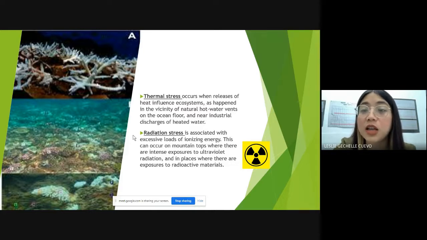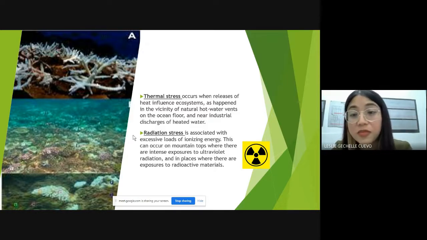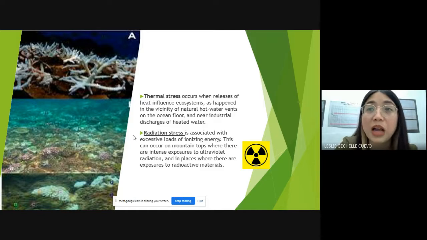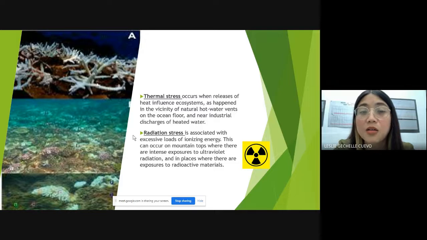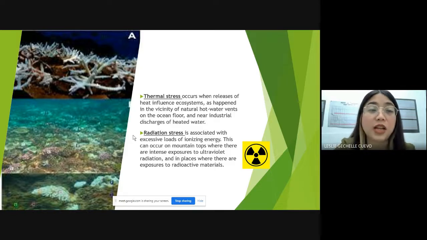It is associated with excessive loads of ionizing energy. This can occur on mountain tops where there are intense exposures to ultraviolet radiation. Kasi masama talaga ang UV. May pagkakataong mabuti ang UV, pero well, hindi sa lahat ng pagkakataon kasi dangerous siya. And in places where there are exposures to radioactive materials.